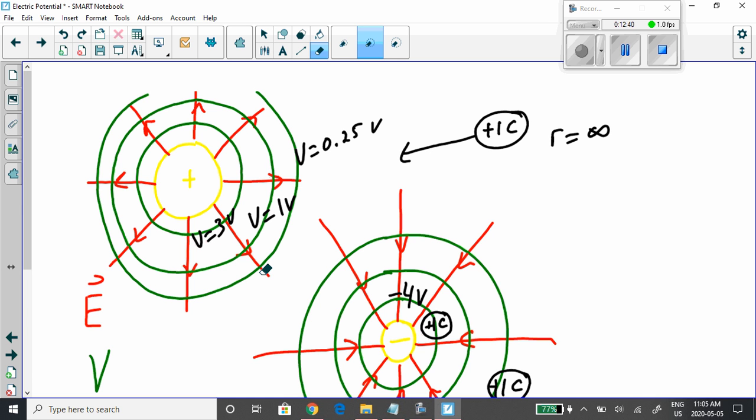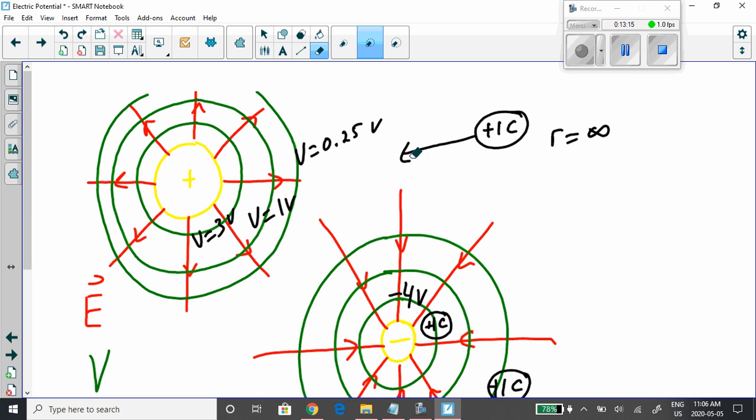So if it's a circle, the radius is constant on a circle. So I'm at the same distance away from the center of this yellow positively charged particle I'm investigating. So what it basically means is if I take this 1 coulomb of positive test charge and I bring it to here, or to here, or to here, or to here, anywhere on this circle, I'm doing 0.25 joules worth of work. So all along this circle would be the 0.25 voltage line.